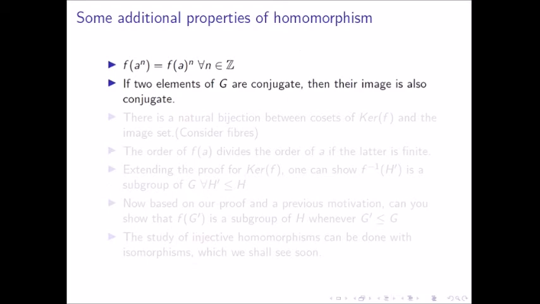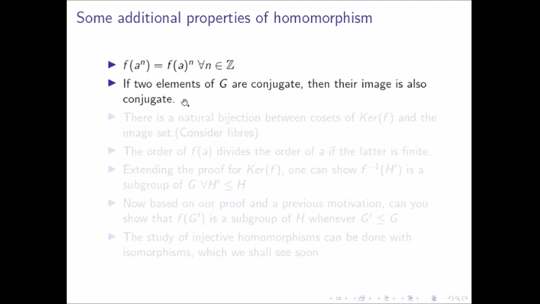Some additional properties of homomorphisms are here. Firstly, note that by chain multiplication, f of a power n is equal to f of a whole power n. So basically a power n is the operation result in the domain, and f(a) whole power n is the operation result in the codomain. So this is true, and it's not hard to see. You can use induction to prove this. So this is true for all n belonging to Z, not only for positive integers, which follows directly from induction, but also for negative integers. We have already seen this for n equal to -1, so again induction can be used over here.